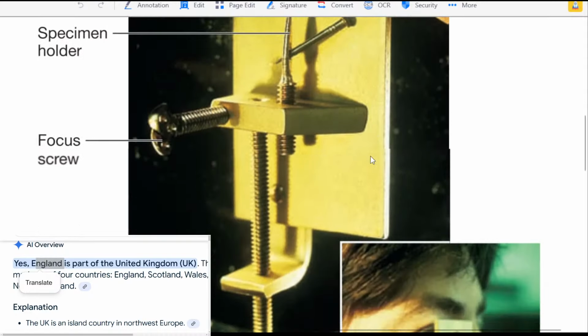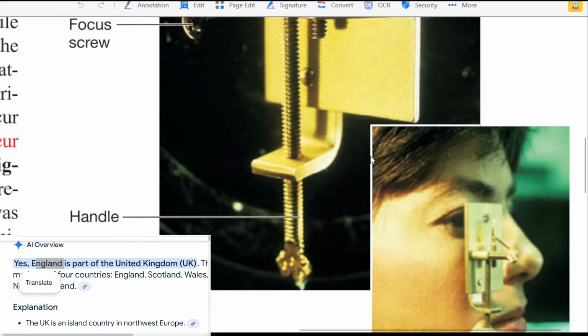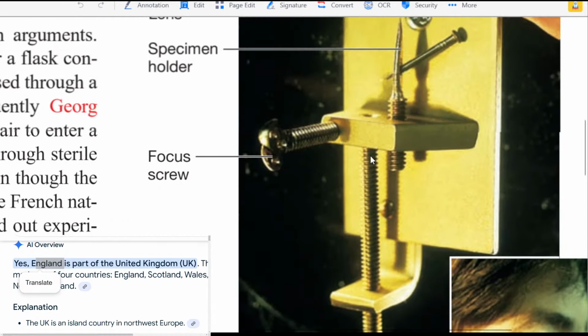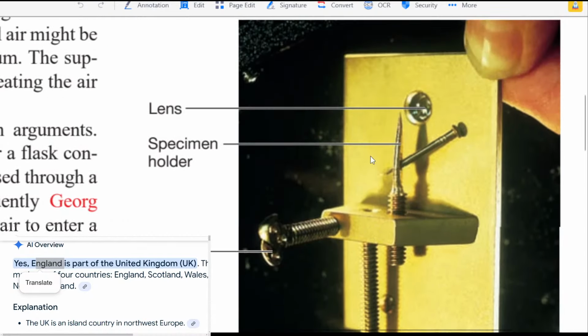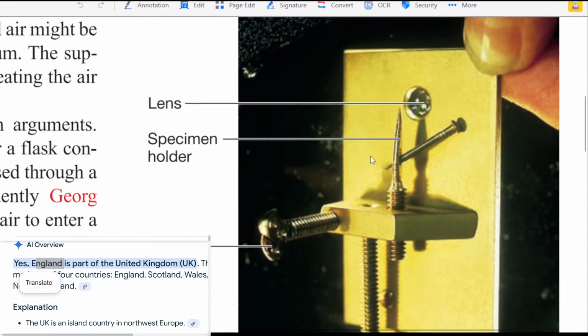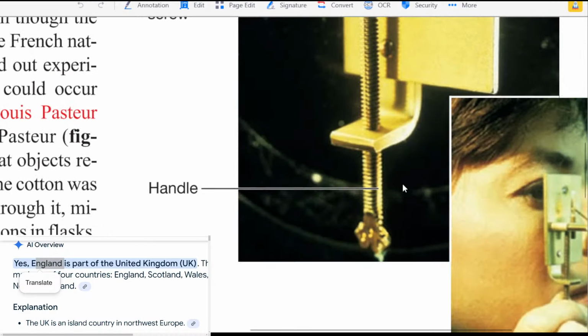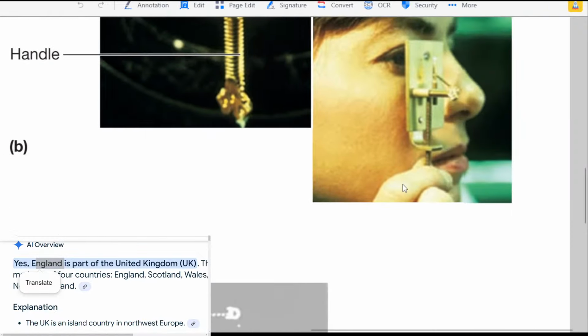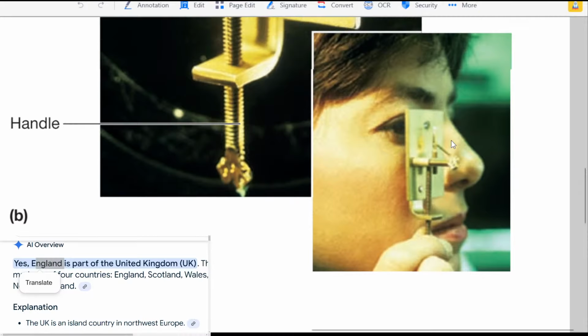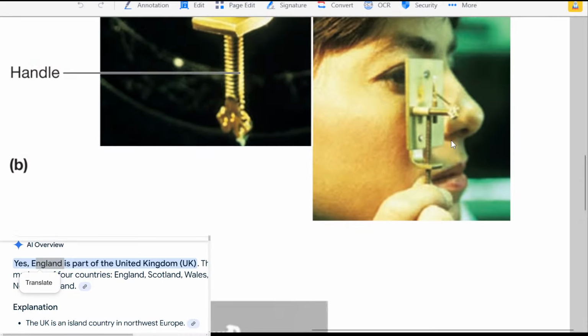Okay, now what was he doing with this? What is this? Focus screw, specimen holder, lens, specimen. Where will he see this? Handle. What is this? What the heck? A, B, and what is this?